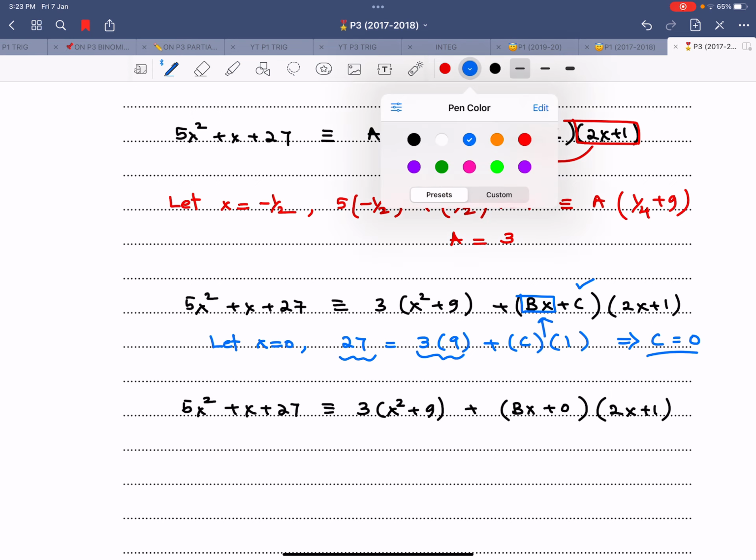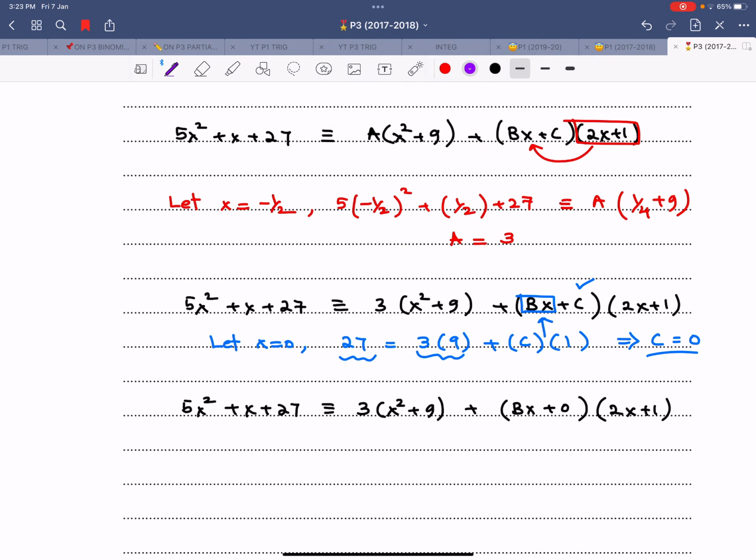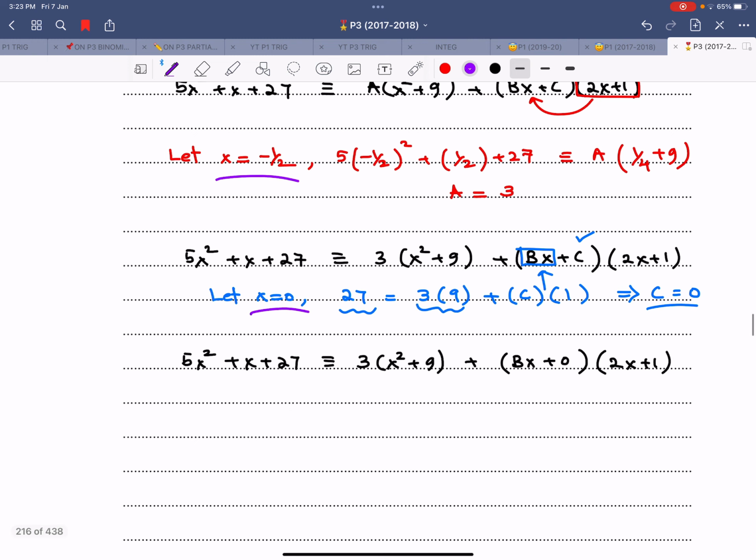Now choose any other value which you have not used before. You cannot use minus half, you cannot use 0. I think 1 is a beautiful number. So let x is equals to 1. So 5 plus 1 plus 27. That's 3 times 1 plus 9 is 10. This is b multiplied with 2 plus 1 is 3. So 27 plus 5 is 32 and 33. And therefore b comes out to be 1.